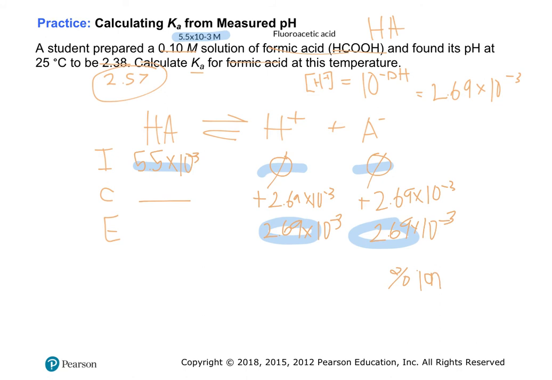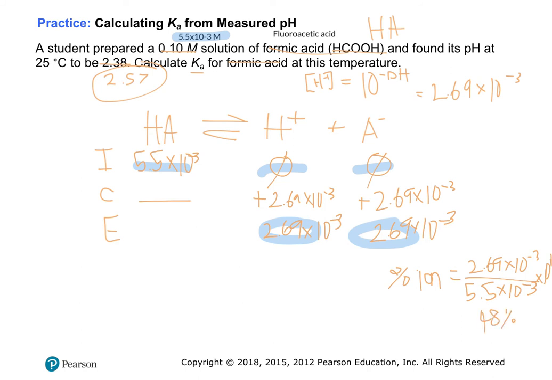So this is a question in the future slide that we're actually not even going to do on the future slide. We're just going to do it here to know if we can make that approximation. So we're going to do our concentration of hydrogen, which is 2.69 times 10 to the negative 3, divided by our initial acid concentration, 5.5 times 10 to the negative 3, and times 100. So when we do this, we see that we get 48%.